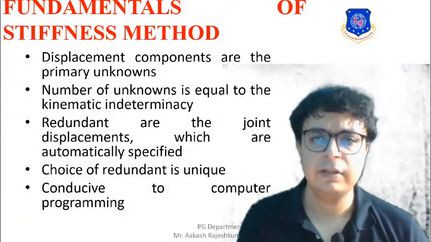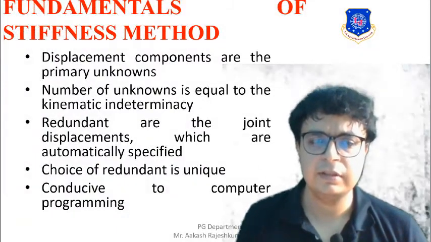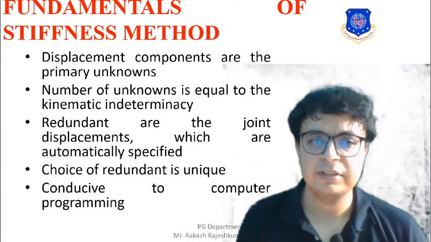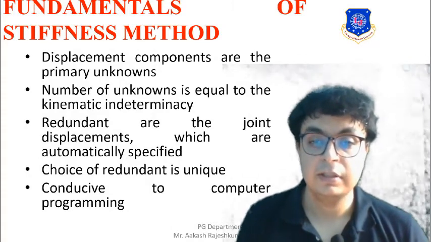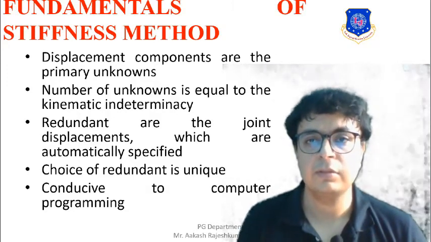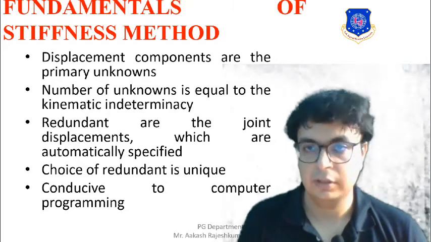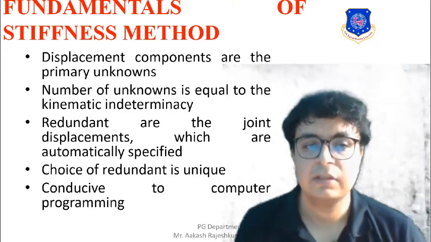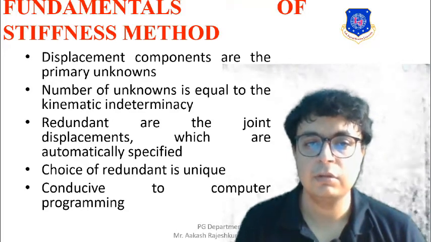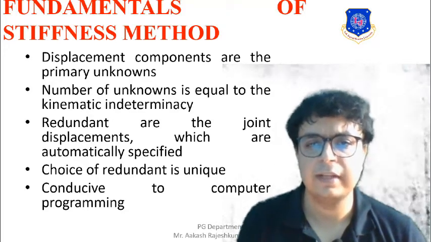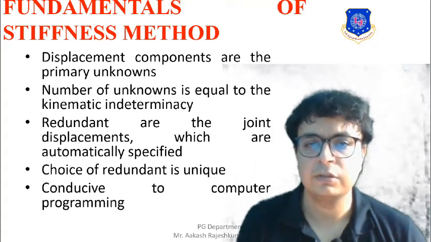Basically, for the fundamentals of the stiffness method, the thing that is required to be known is that the displacement components are the primary unknowns. Why are we solving the sum? We are solving the sum to find the unknowns, and here the primary unknowns will be our displacements. The number of unknowns is equal to the kinematic indeterminacy. This will be the first step for any kind of example related to the stiffness method.